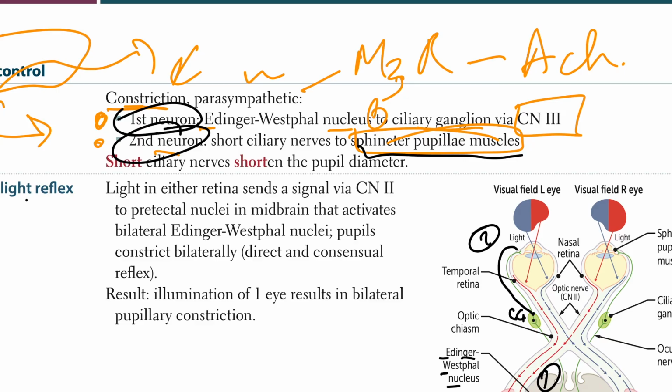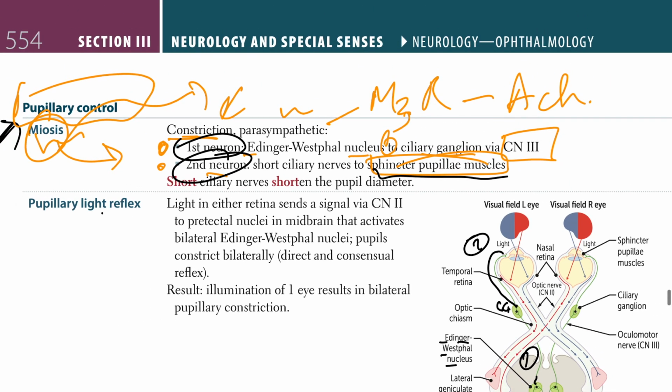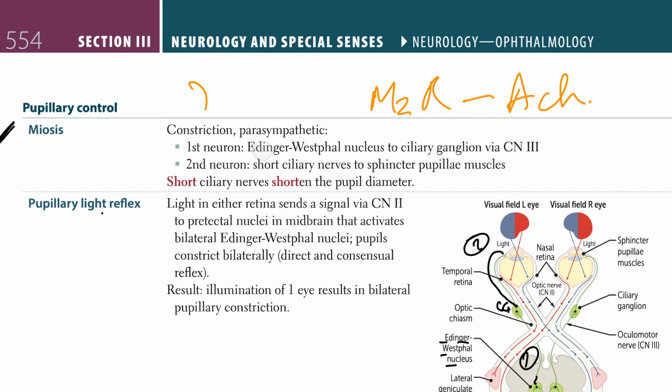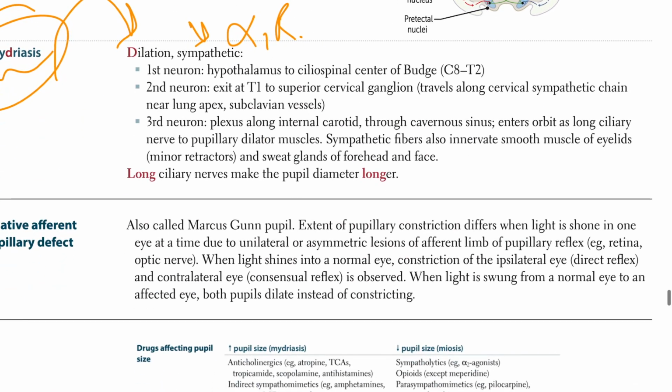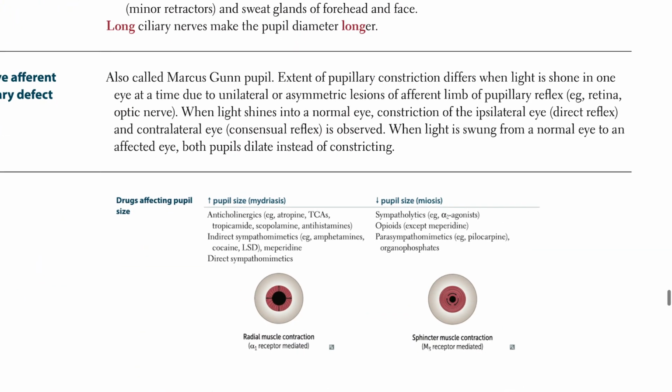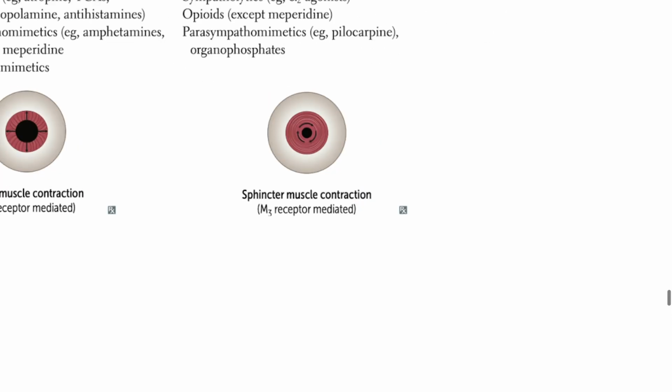Simple as that. But the high yield point is that for miosis, the muscle that is going to constrict is the sphincter pupillary muscle. So here's the mnemonic: short ciliary nerves shorten the pupil diameter. Let me see if I have an image here, so let's take a look at this image.